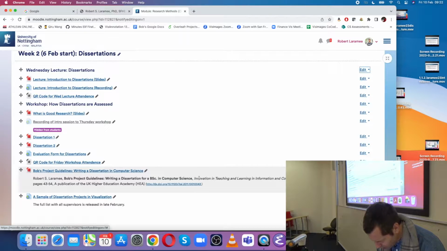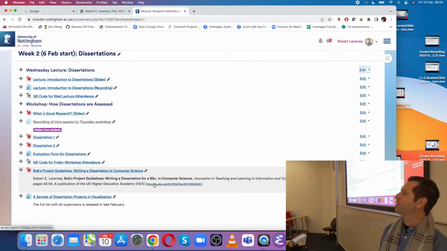The journal is called Innovation in Teaching and Learning and Information in Computer Science, or ITALICS. Right, volume 10, number 1, February 2011. And then it has a DOI. Does anybody know what a DOI is? Digital Object Identifier. Do you know what that's for? For published papers. Do you know why it exists or anything like that?